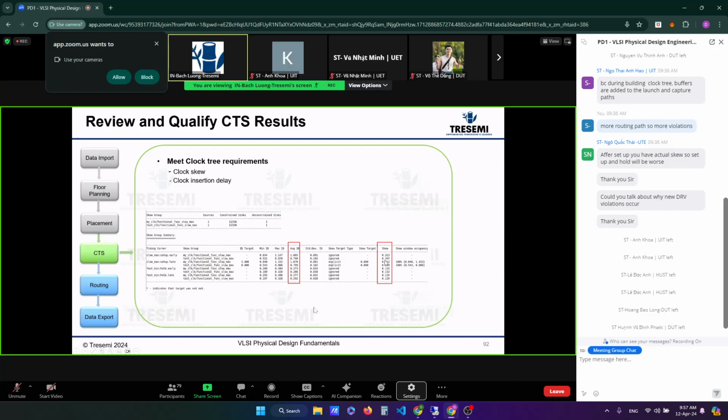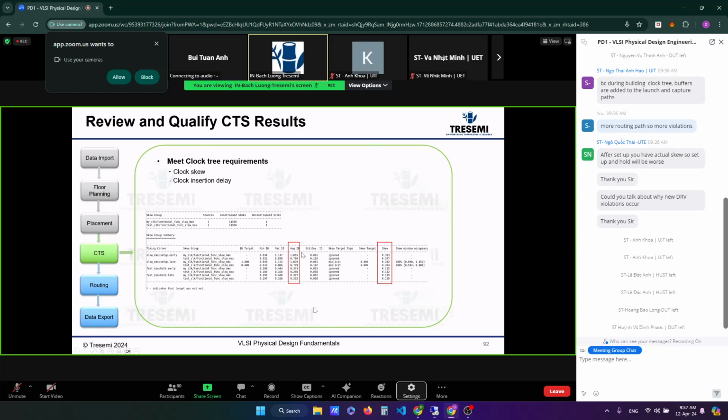So here the skew is all in the 300s, except this other one, right? So I highlight the average ID. ID stands for insertion delay, and then the skew. So these are the numbers here that you want to make sure meet your targets.